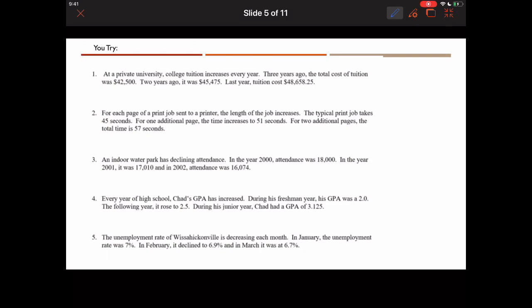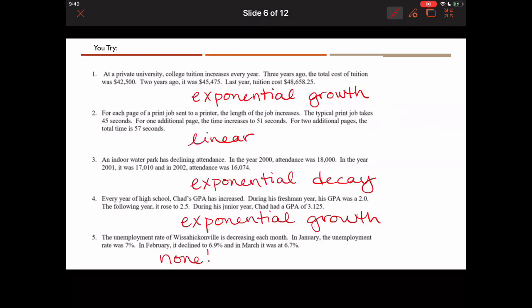So try these problems, write down your work, go through this, pause the video, and then when you unpause, you'll come back and see the answers. You can check your work. All right, guys, welcome back. Hopefully you worked on these problems. I'm going to give you answers now. Please check your answers.